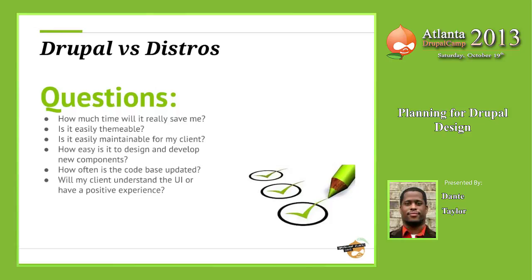The questions that you need to ask when you're deciding if you're going to go with Drupal core, build something custom, or go with a Drupal distribution, is how much time would it really save me to go with a distribution? What that means is, how difficult would it be to theme what somebody else has already spec'd out for you? Are the templates there? Do I have to do a lot of rework? Is it easily maintainable by the client?